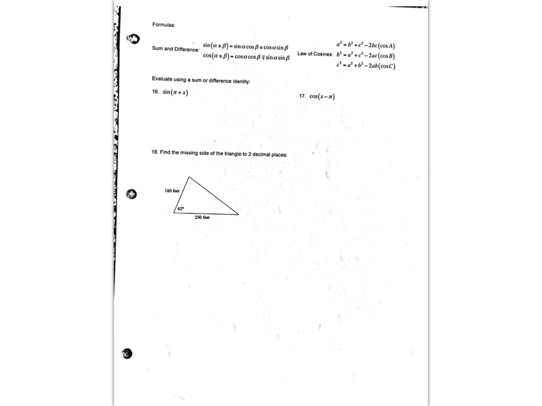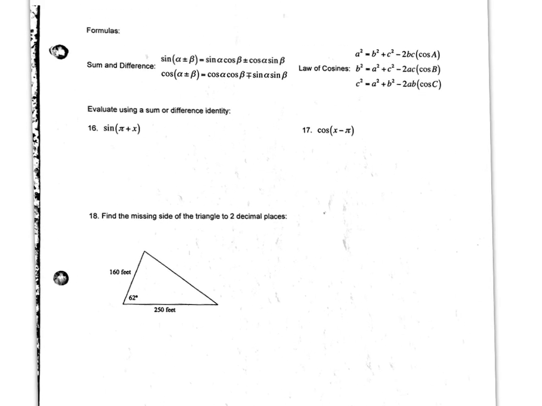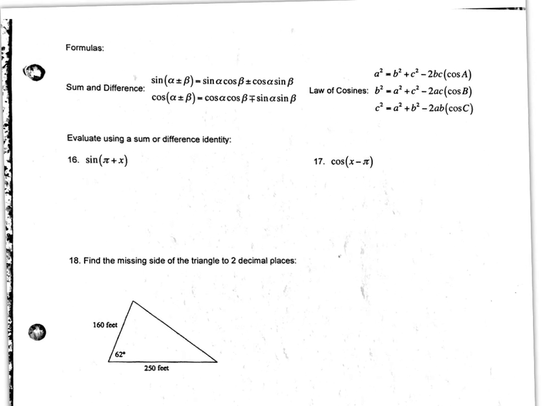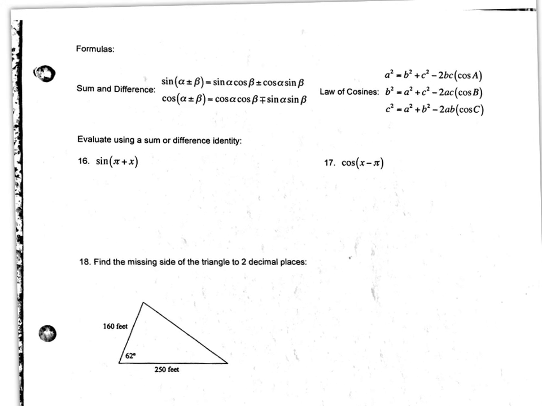On the formula sheet, you will be given these formulas that you see up here at the top. So you're given the sum and difference formulas, and you're given the law of cosines. Whenever you see a sum or difference identity, they may not tell you that. They may not even say that, and they'll just say, find this. And you can see that the sine is on the outside of the parentheses. That does match the pattern for the formula.